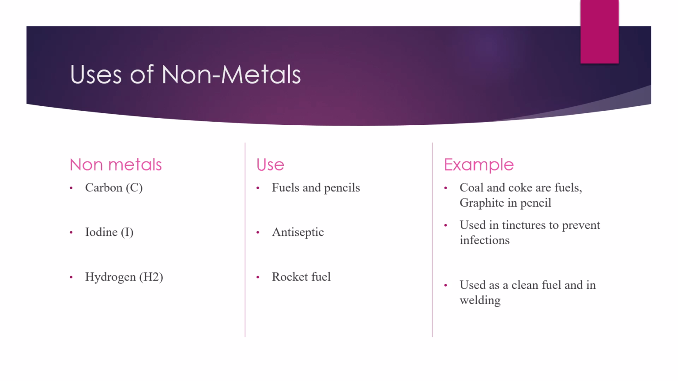Next non-metal is iodine. Use: antiseptic. For example, used in tincture to prevent infections. That means we can use iodine as an antiseptic. Next non-metal is hydrogen. Use of hydrogen is in rocket fuel. Hydrogen is used as a clean fuel and in welding.